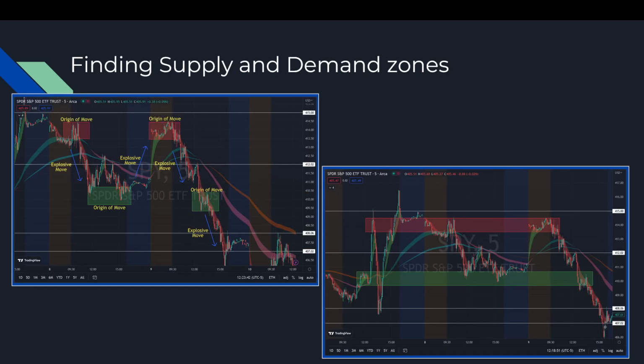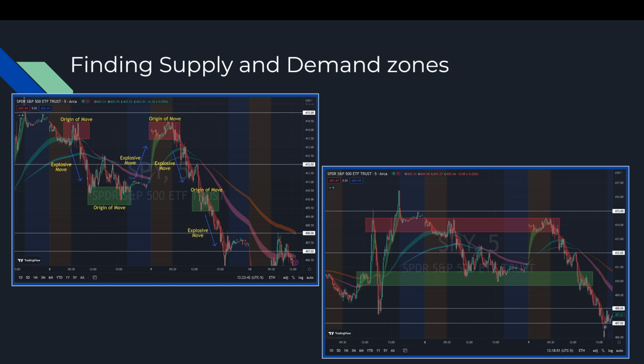So finding these levels, you're looking for an origin of a move and then the explosive move that follows. You can also look at just the order book on your brokerage. That works as well. You'll have to convert it to the chart yourself just by looking at the prices. I think Webull goes out as far as $2 on the order book and as far as 150 orders, depending on which plan you have. Same for TD and Fidelity.